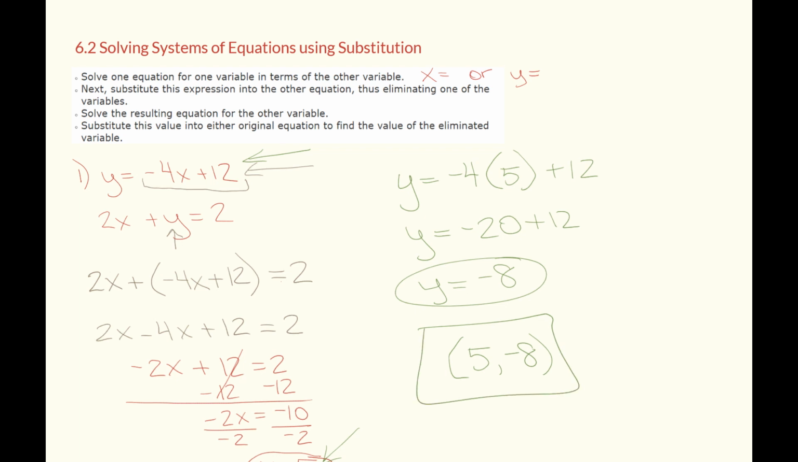Now the significance of that is if we graph these two equations, the point (5, negative 8) is the coordinate where they would intersect. And we kind of showed you that in 6.1.